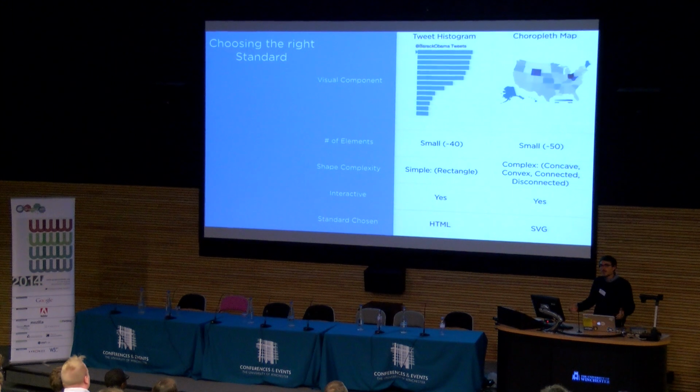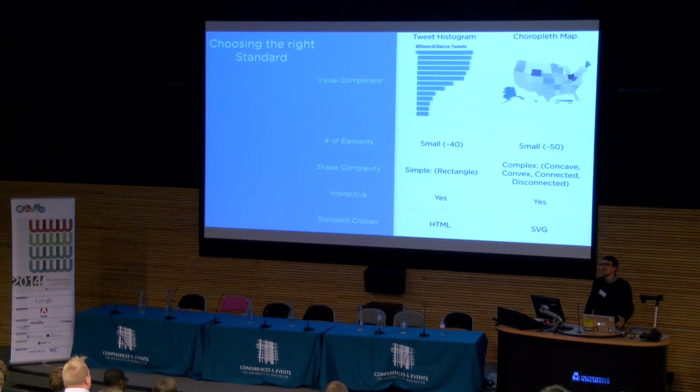Whereas the choropleth map has pretty complex shapes, right? It has concave, convex, connected, and disconnected states. And so for this, you're going to need a more complex language. And so in this case, SVG is a good choice.